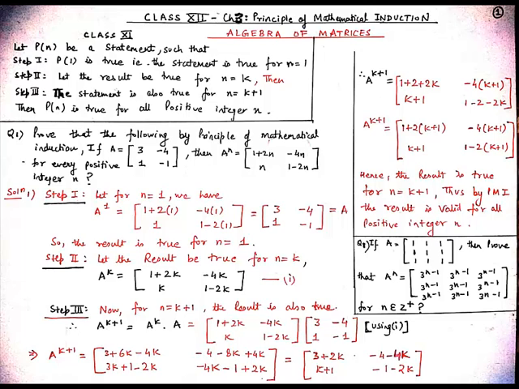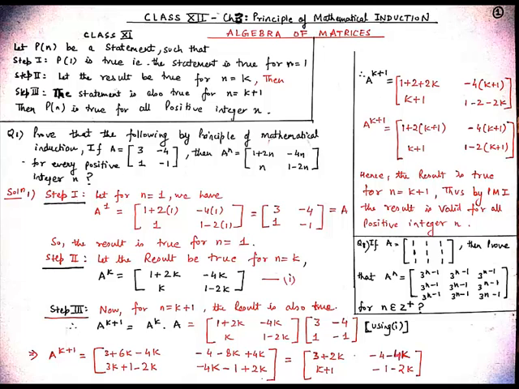And if it is true, then in the second step we will check for n equal to k and assume that our result be true for n equal to k. And in the third step, we have to prove our statement true for n equal to k plus 1. And then at the end, we will conclude that our result is true for all positive integers n.